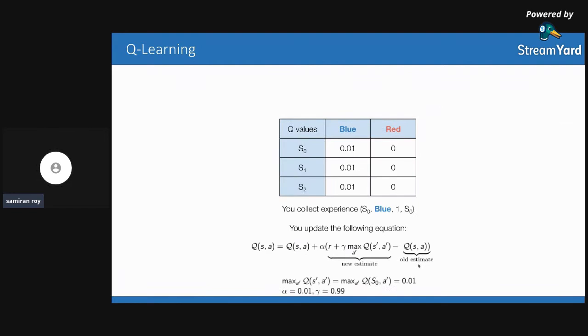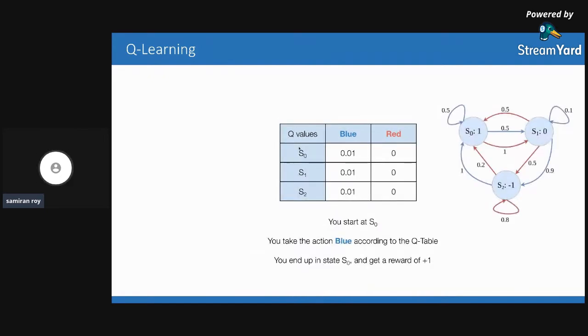Using this experience, we will update the table. You just need to plug in values to some equation, and we'll end up with an updated estimate of how good it was to take the blue action from S0. Now, according to Q-Learning, the action was slightly better than what we estimated. Which is true, because taking the blue action from S0 gets you back to S0, and you got a reward of +1. So the Q-Learning algorithm believed that this was a good action.